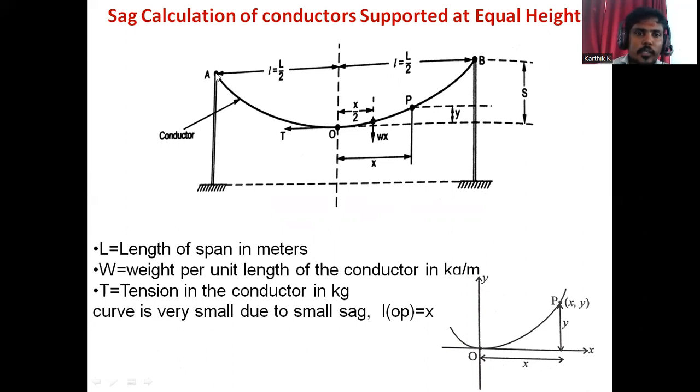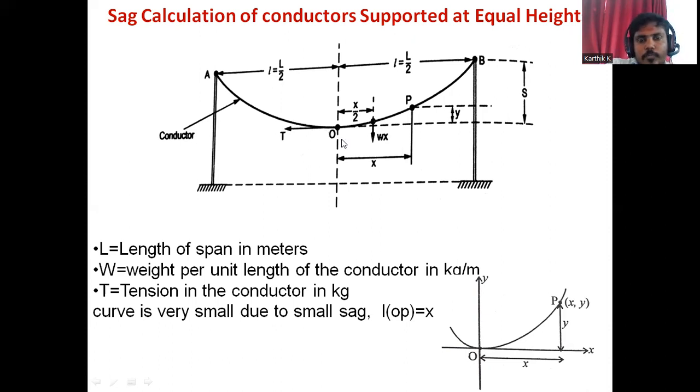Here one conductor is connected between A and B, with total length of conductor L. One half is L by 2, and the remaining half is L by 2. On the conductor we assume one particular point, and for that point we calculate the sag. We can assume that point either nearest to A, or at the center of the conductor, or any point. Now with respect to that point, what is the sag?